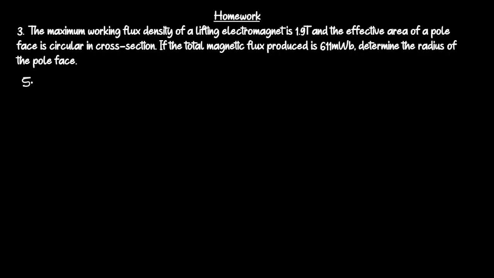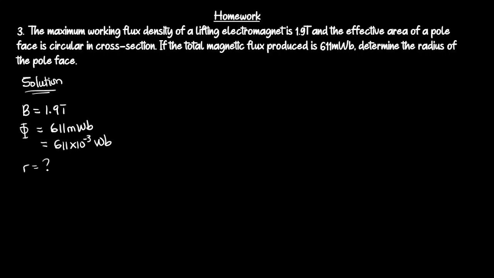Okay, so as usual, I'll write down the solution to this problem. The maximum working flux density of a lifting electromagnet is 1.9 Tesla, so my flux density is equal to 1.9 Tesla. The area of the pole is circular, so we are dealing with a circular magnet. The magnetic flux, phi, is 611 milliweber, which will be equal to 611 times 10 raised to the power minus 3 Weber as the conversion. We are to determine the radius of the pole.